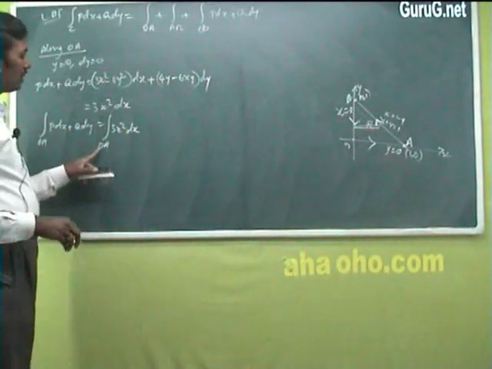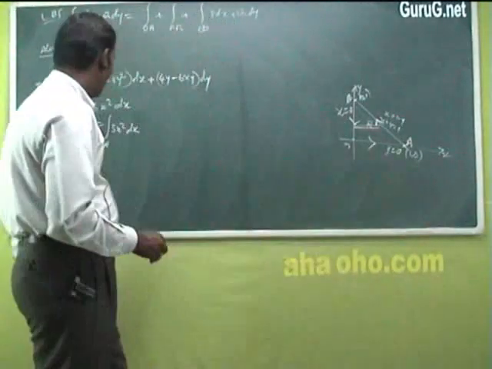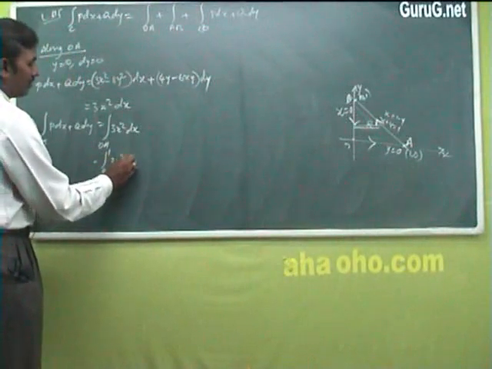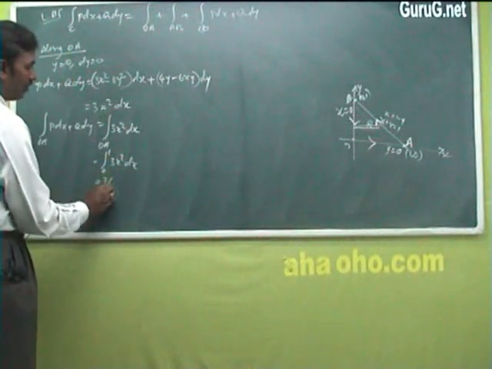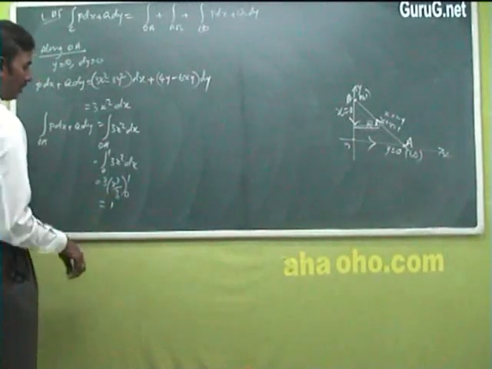So in this line OA, x varies from 0 to 1. So 0 to 1, 3x squared dx. So 3 into x cubed by 3, 0 to 1, so 1.